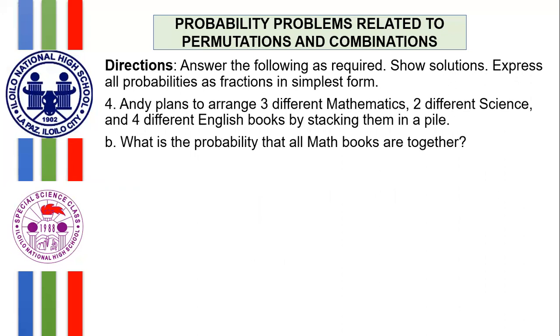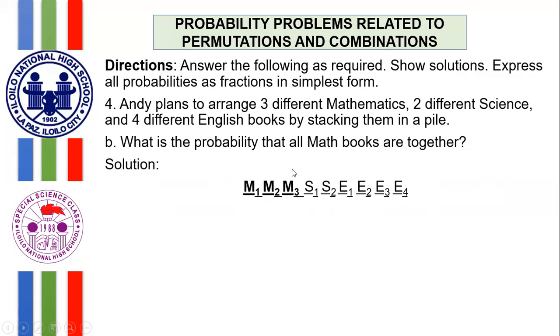What is the probability that all math books are together? For the solution of this, take note, you could place them in any way that you like, as long as all math books are together. No other book, no science, no English book is between any 2 math books. So from here, I made this bold. We have here M1, M2, M3 to represent the 3 different math, S1, S2 as the 2 different science books, and E1, E2, E3, E4 as the 4 different English books. I made this bold to emphasize that you take them as 1 slot because they're together.